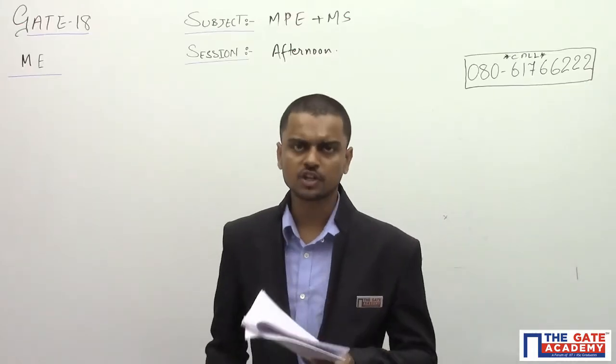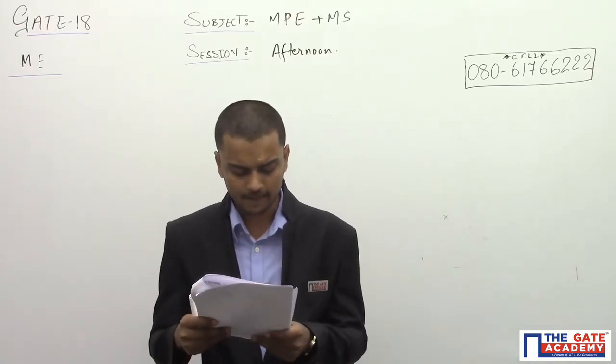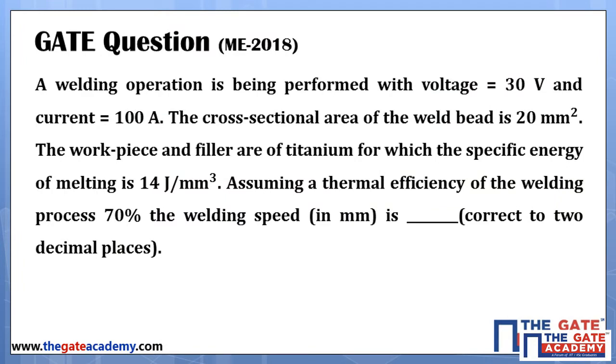Now we'll discuss question number 45, and it is from welding. The question is: a welding operation is being performed with a voltage of 30 volt and current 100 ampere. The cross-sectional area of the weld bead is 20 mm square, and the workpiece and the filler are of titanium, for which the specific energy for melting, that is heat required, is given as 14 joule per mm cube.